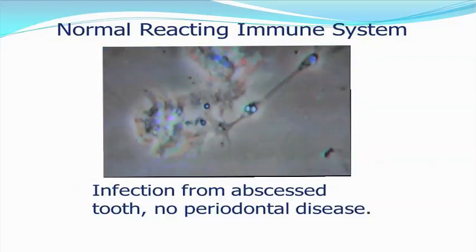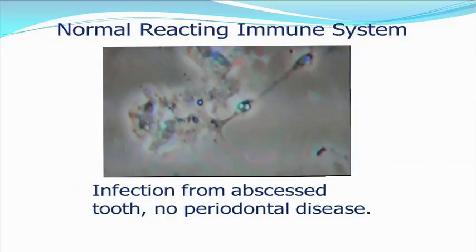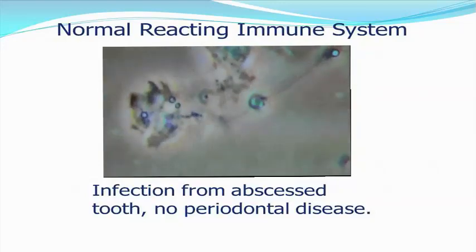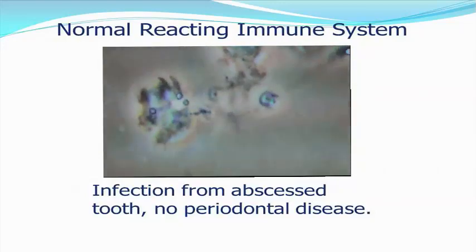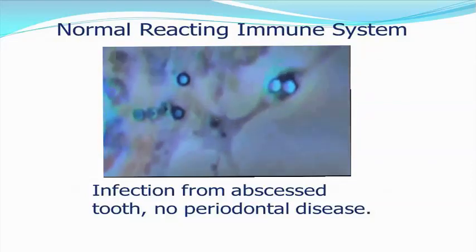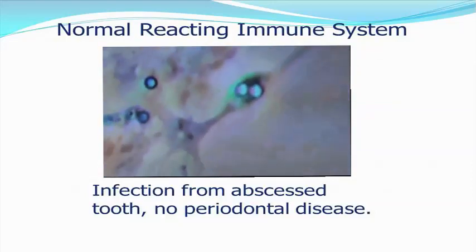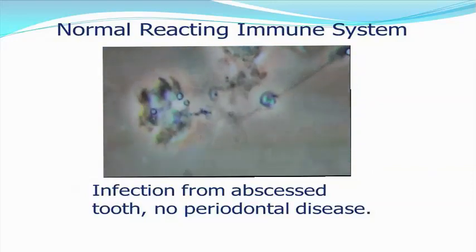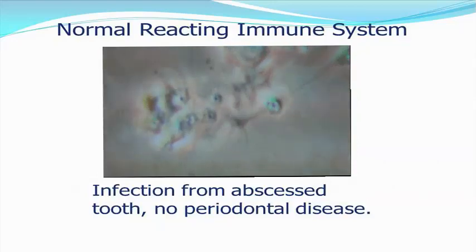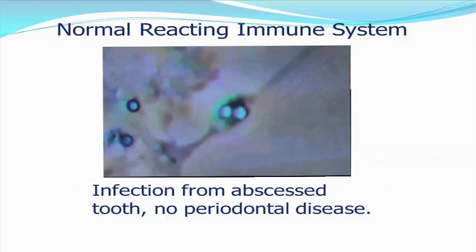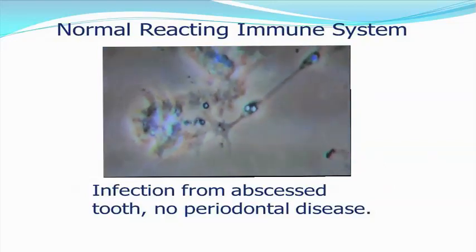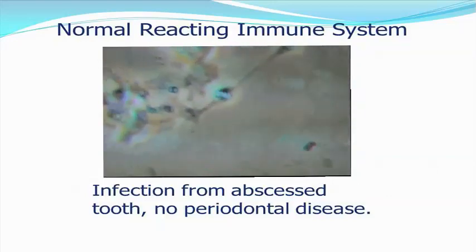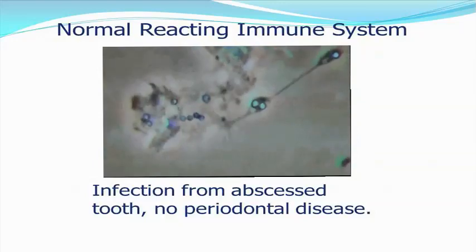So what you're seeing here is cells located in pus from a draining abscess from an abscessed tooth. It's tooth number 31, and there's a periapical lesion and also a periodontal lesion where this abscess is draining from. And what we find is these cells full of vesicles, and the body is actually going in and phagocytizing bacteria and turning them into little packages and then moving them out of the body through a draining abscess. And this is how the normal immune system works: it moves the bacteria and infection from the inside of the body to the outside of the body.